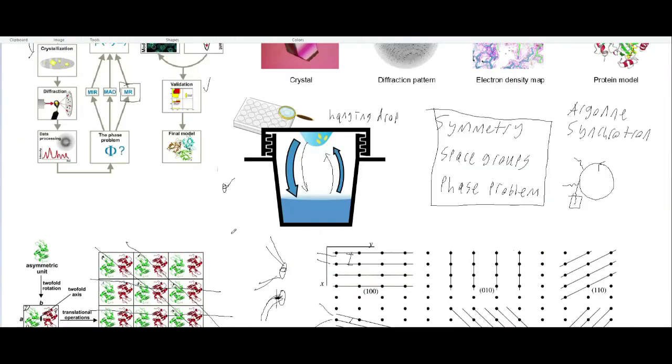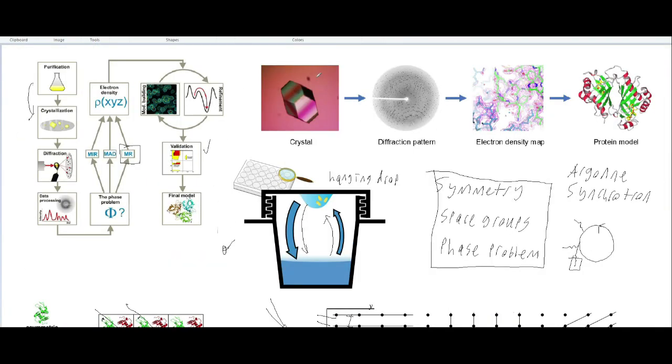Just to go through that one more quick time, we get our crystal, we obtain our diffraction data from that, from the positions, intensities, and the phase data that we have to account for. We can get the electron density map, we model our atoms in, and that gives us our protein model.